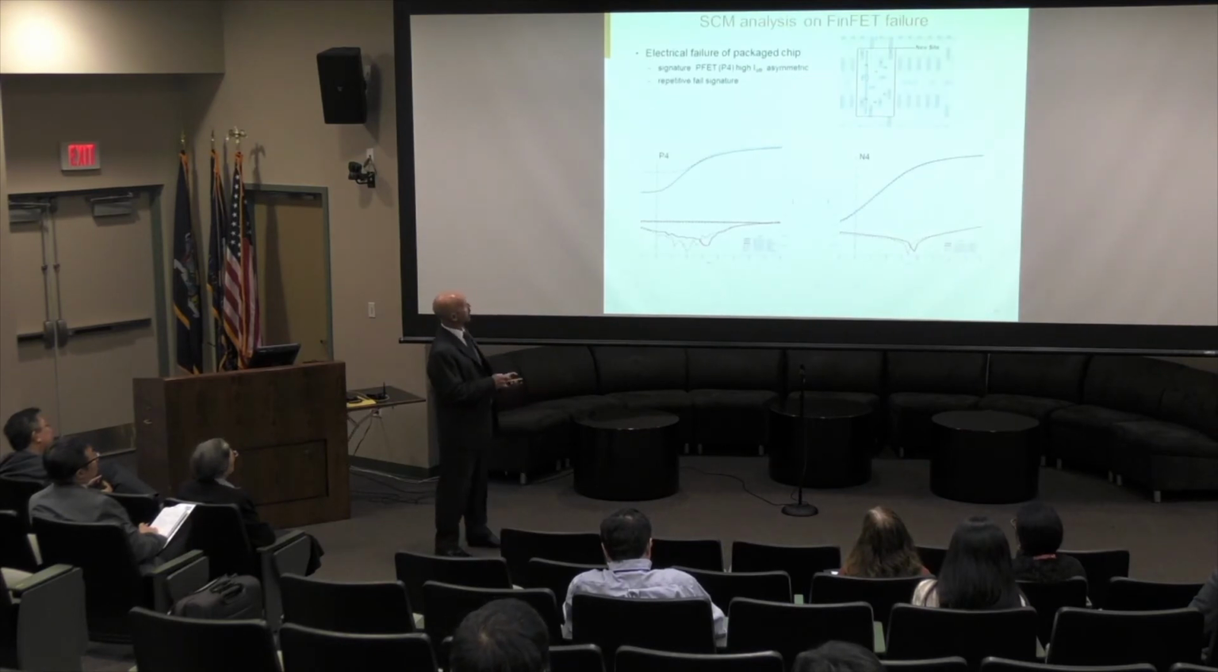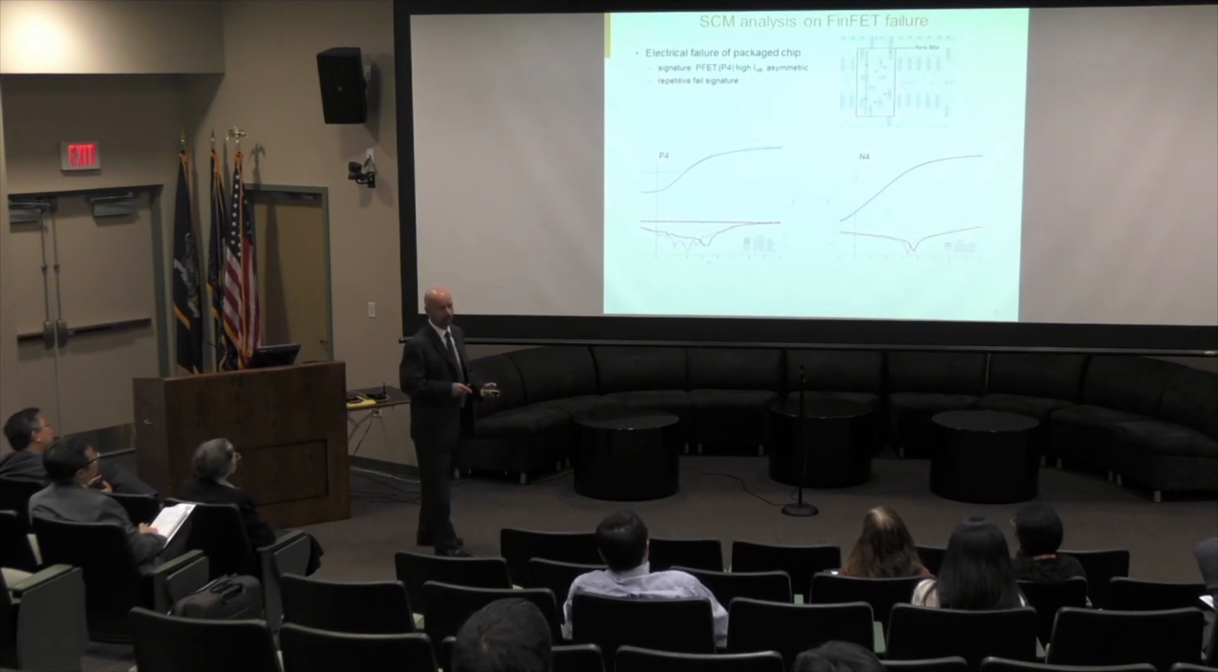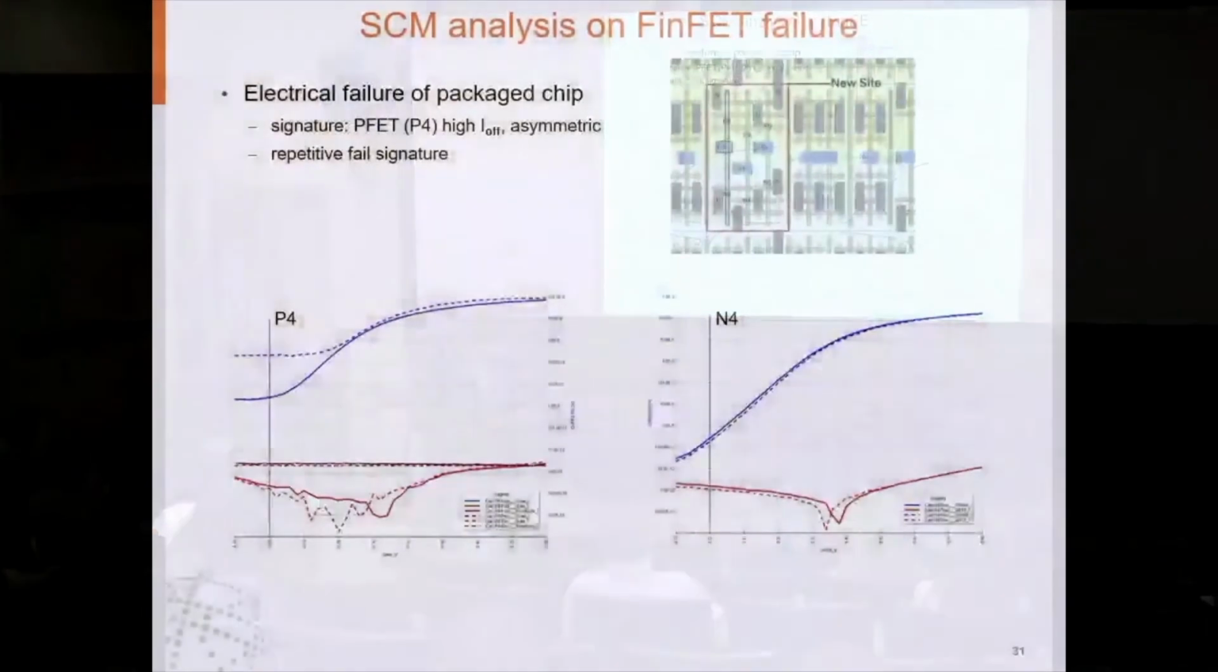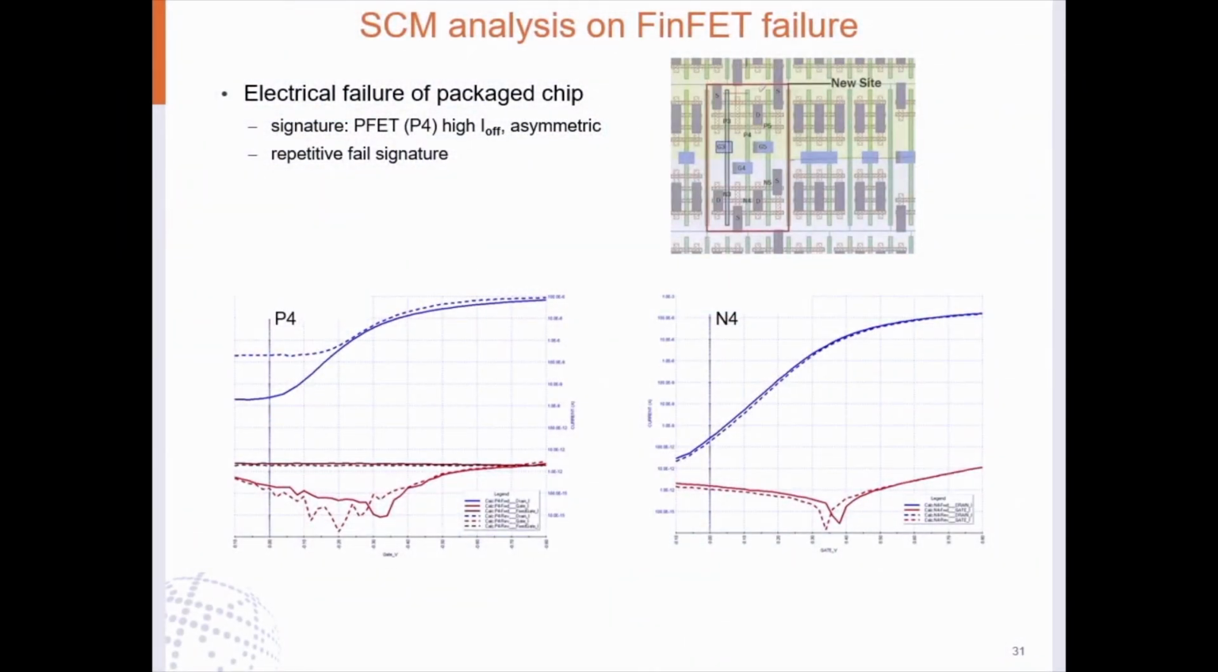In this particular device, we had a P-channel fin that would not turn off. We couldn't get the thing to turn off. This is the electrical data that told us it was that particular fin. This is what it should look like. This is a FinFET, but it should come down here to a nice low current level, and this one was not. It would not turn off. Something was keeping that device from turning off.